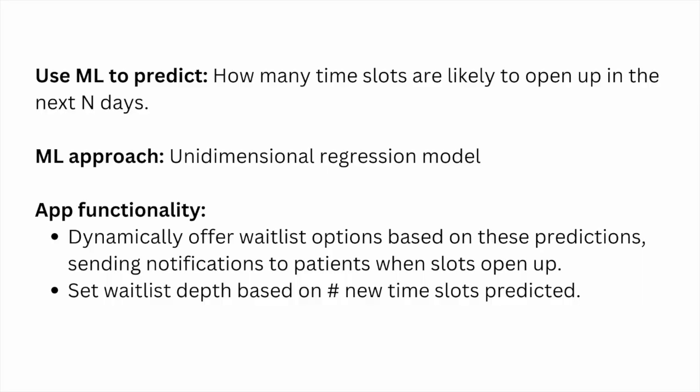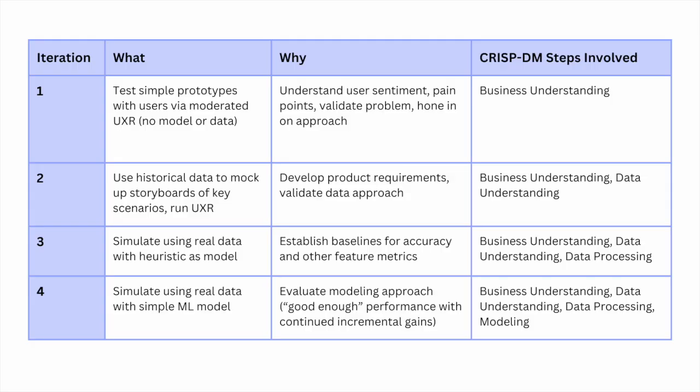My solution starts with a unidimensional regression model that predicts the number of slots likely to open for a provider in the next N days. This forms a foundation for deciding if a waitlist should be offered and how deep it should go. To validate this, we'd follow an iterative approach.